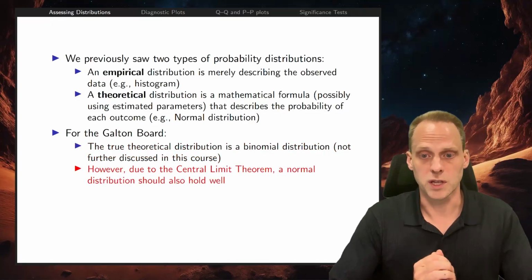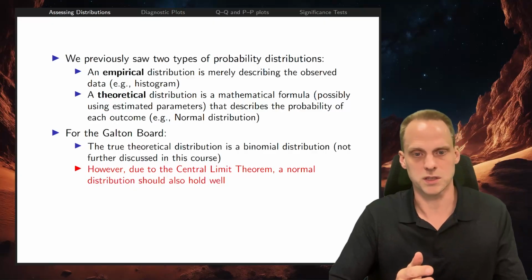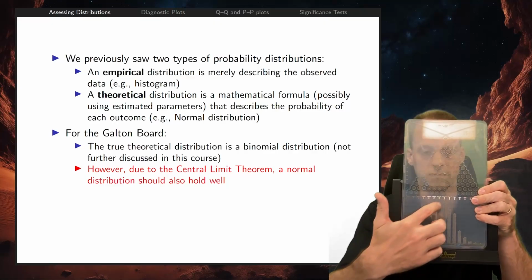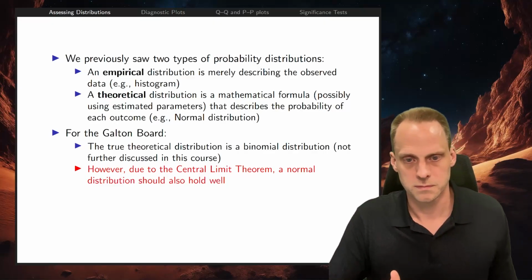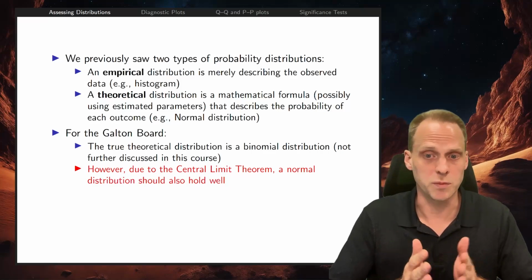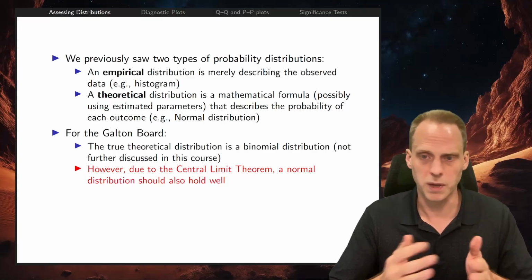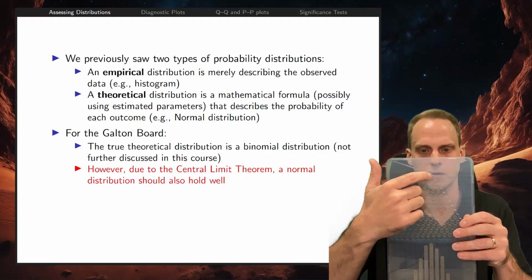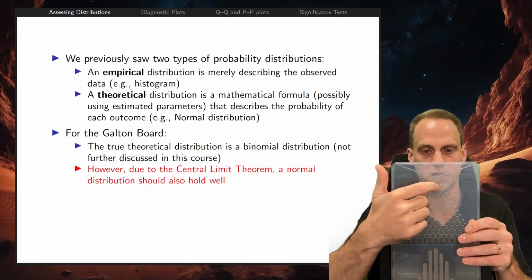Now, due to the central limit theorem, a normal distribution actually does hold well here, and that's very interesting. You see here that this bell shape does approximate the histogram here that we get. That's because of the central limit theorem. The central limit theorem is a very advanced mathematical theorem that states that if we take the sum or the average of independent events, things that are not influencing each other, in this case, going left or right here does not influence whether it will go left or right on the second pin.